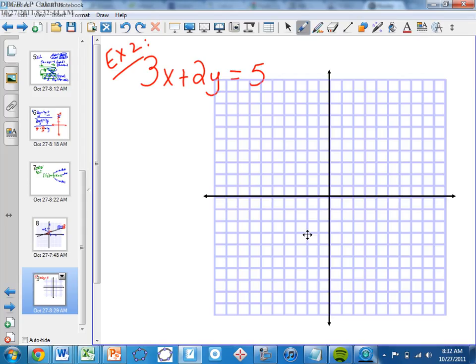It is negative. Now, does the negative go on the 3 or on the 2? We'll discuss why in a second. I want you to try and graph right now. Yes, sir. Very good job.